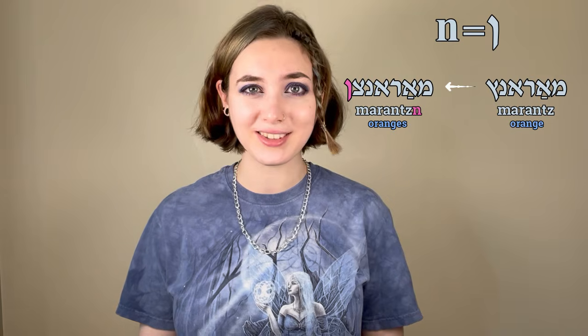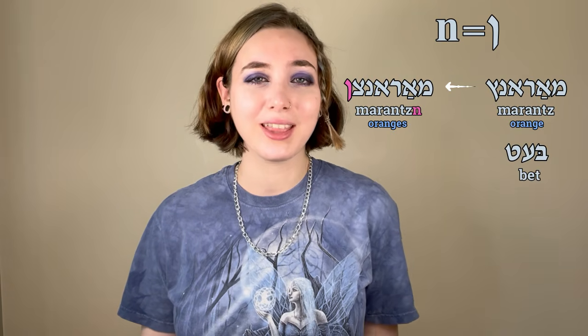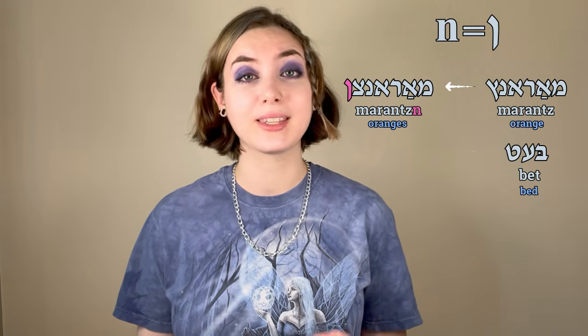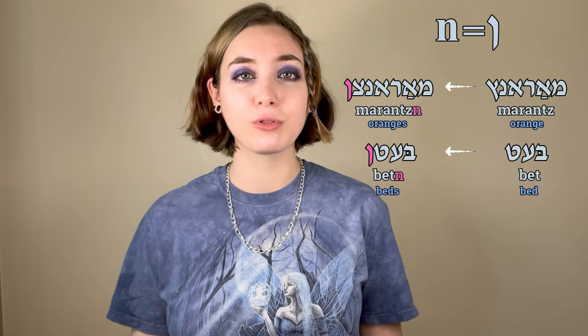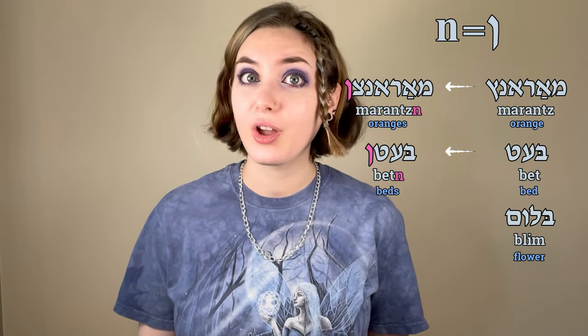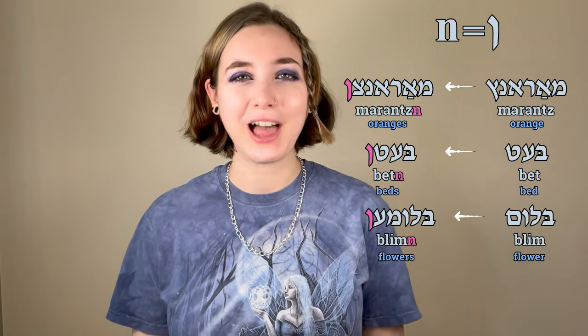Rule 7. Words that get the nun ending, making the sound n. Such words are marants, orange, which becomes maranzen, oranges. The word bet, bed, which becomes betn, beds. Or the word blum, flower, which becomes blumen, flowers.